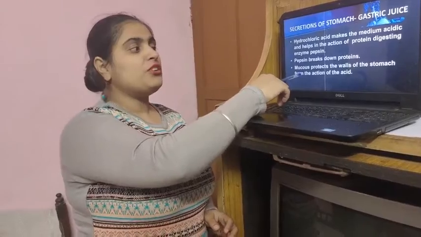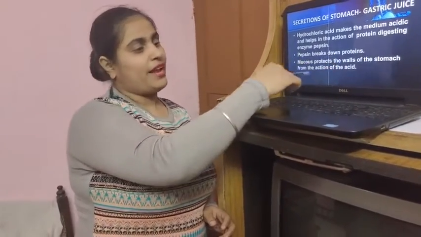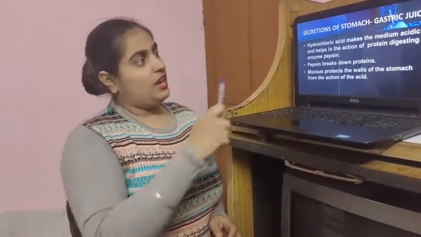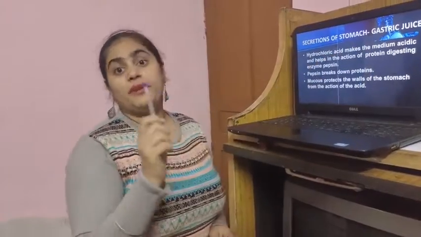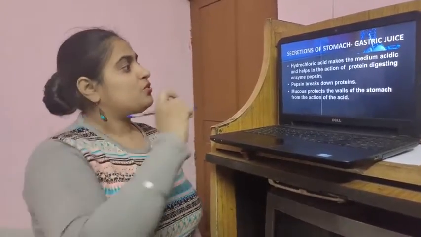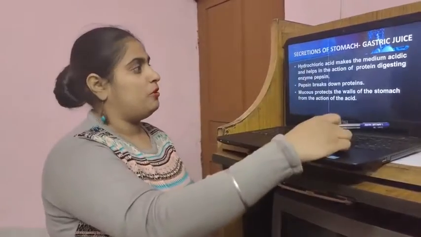Okay, so what is the function of mucus? It's a very important question. Mucus protects the walls of the stomach from the action of hydrochloric acid. What is the function of hydrochloric acid? Hydrochloric acid makes the medium acidic. Second, it activates the enzyme pepsin, which digests protein. So what is the function of pepsin? It breaks down proteins into simpler forms.